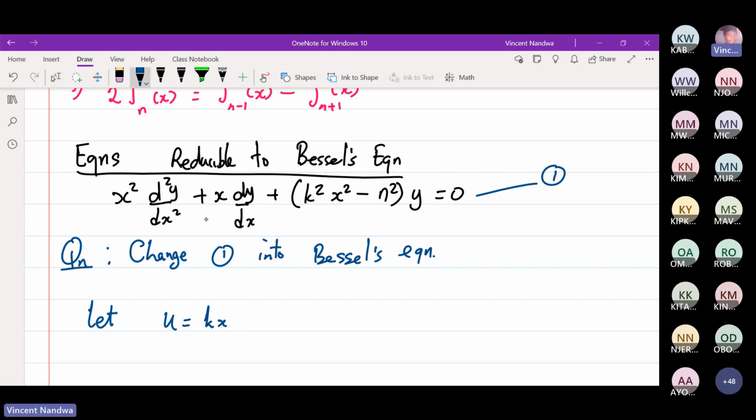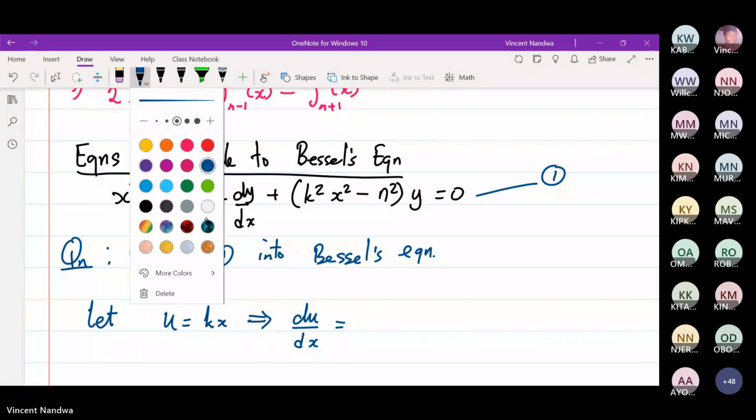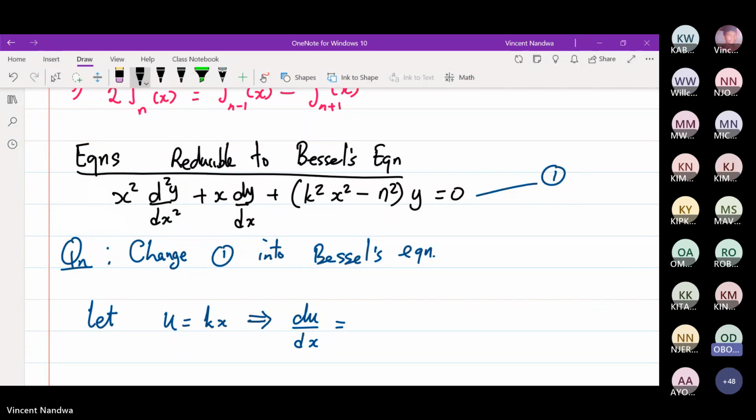Now, if this is the case, then x will be given by u over k, that is 1/k times u. Now apply d dx on both sides: du dx is just k. It's like telling you, if y equals 3x, what is dy dx? It's simply 3, okay?